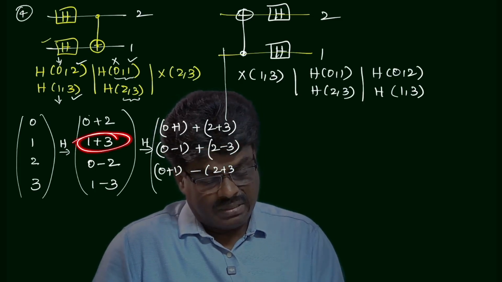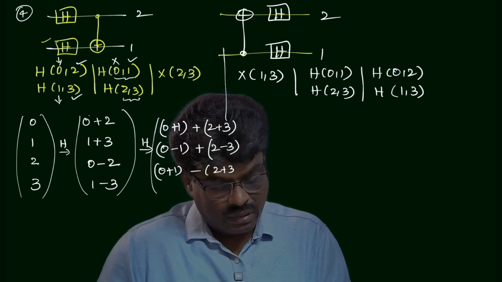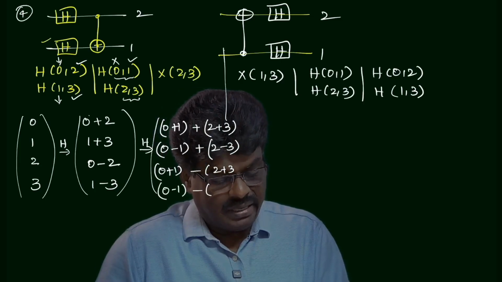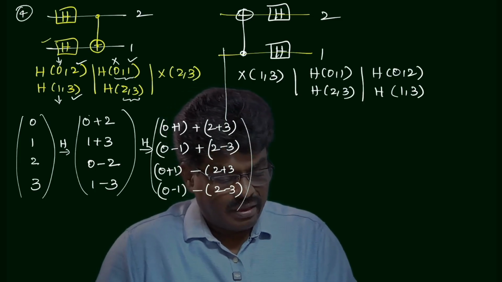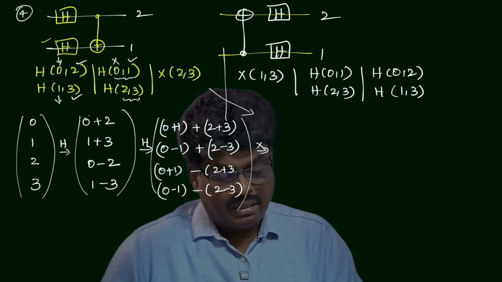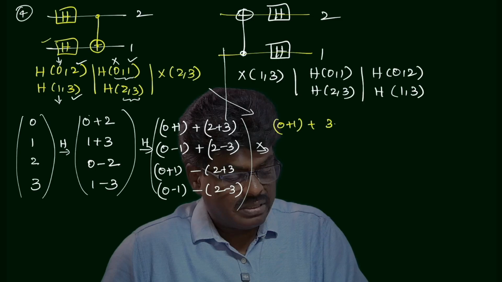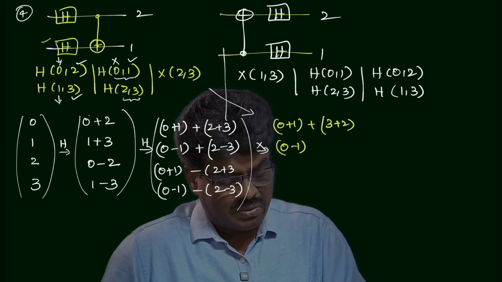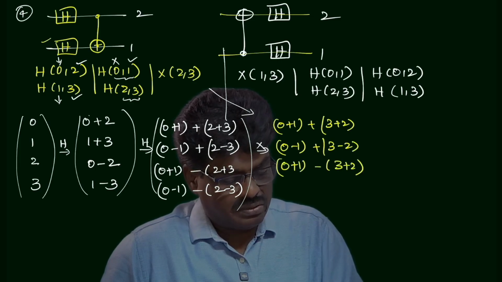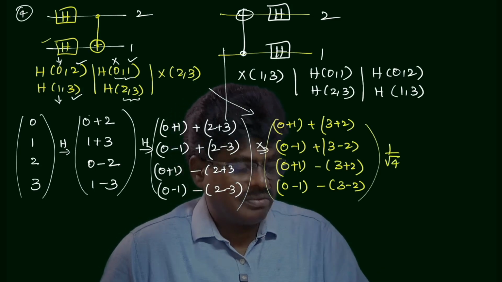Okay, here 1 plus 3, 1 minus 3. 1 plus 3 already you have written. So write 0 minus 1 in the middle, minus 2 minus 3 like this. And after that we have X. Still we are doing the first circuit only, 2 to 3. So that's why finally I can write 0 plus 1 plus 3 plus 2, 0 minus 1 plus 3 minus 2, 0 plus 1 minus 3 plus 2, 0 minus 1 minus 3 minus 2, and a normalization constant, 4 terms are there, 1 over under root 4.